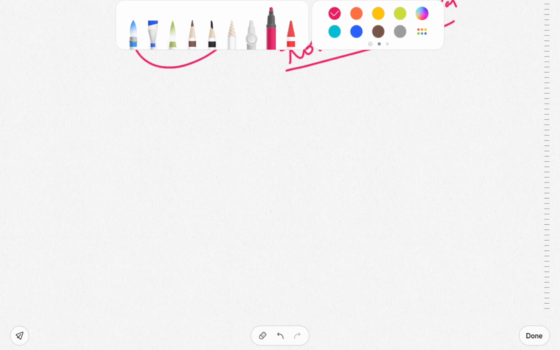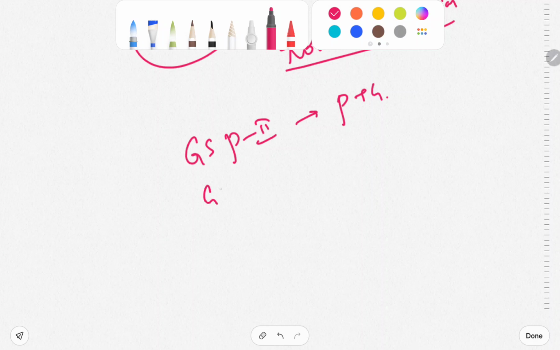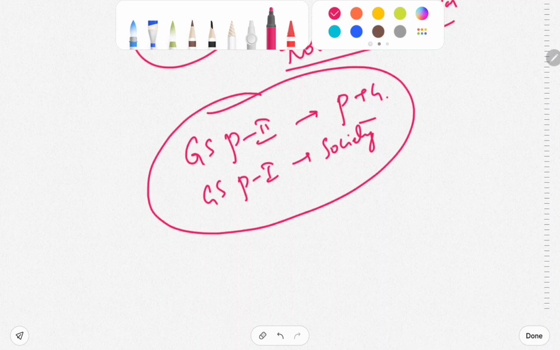Primarily, you will find it relevant for GS Paper 2 under polity and governance, issues related to welfare schemes for vulnerable sections of the population of India, and GS Paper 1 under the module society, where there are discussions around social justice, affirmative action, and the complexities of caste-based inequalities in India. These two papers are going to be the most relevant for this topic.